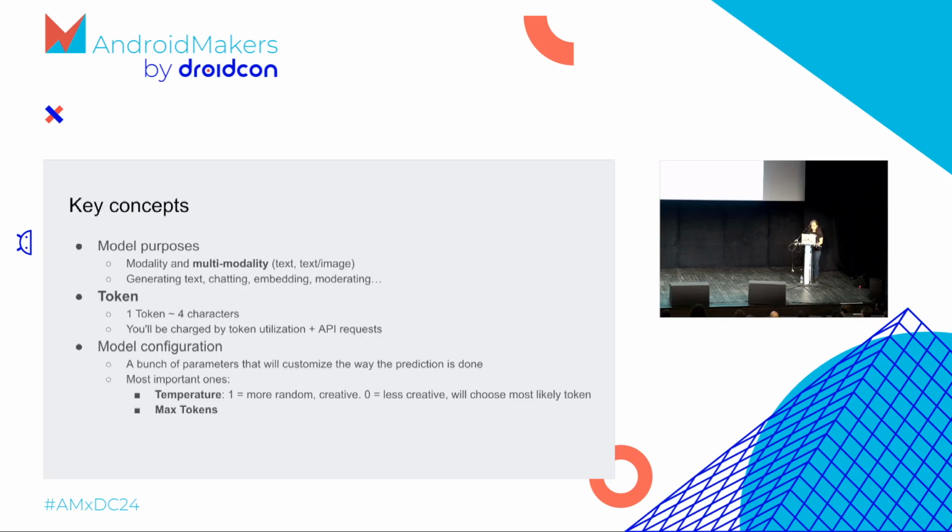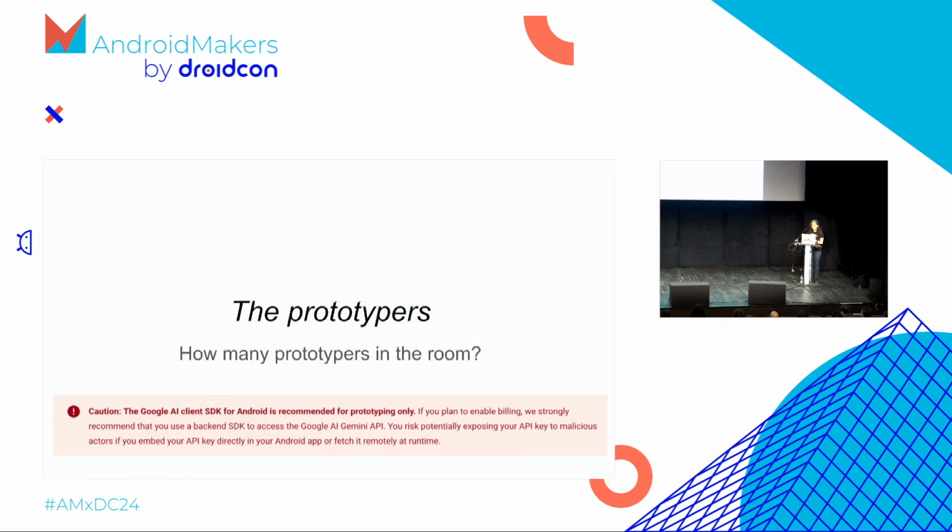So these people, I call them the prototypers. What do I call them, the prototypers? Here I put the warning that you have in the Google documentation. Here we are using the APIs directly. We are directly calling OpenAI and Gemini services.